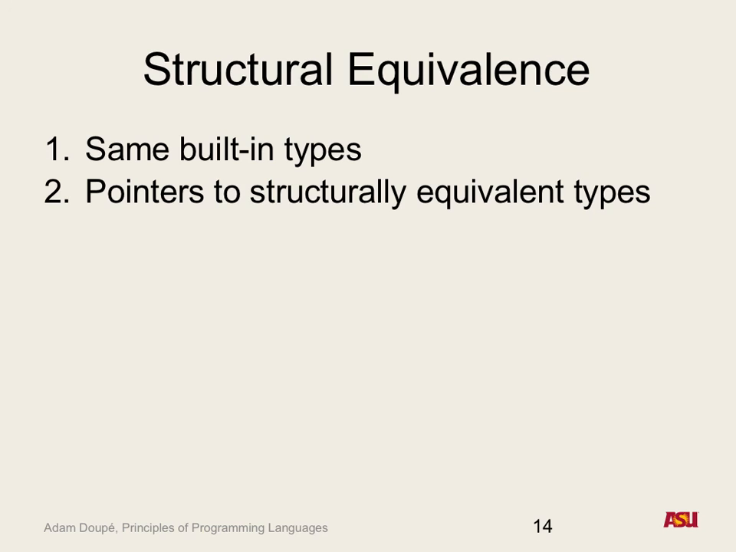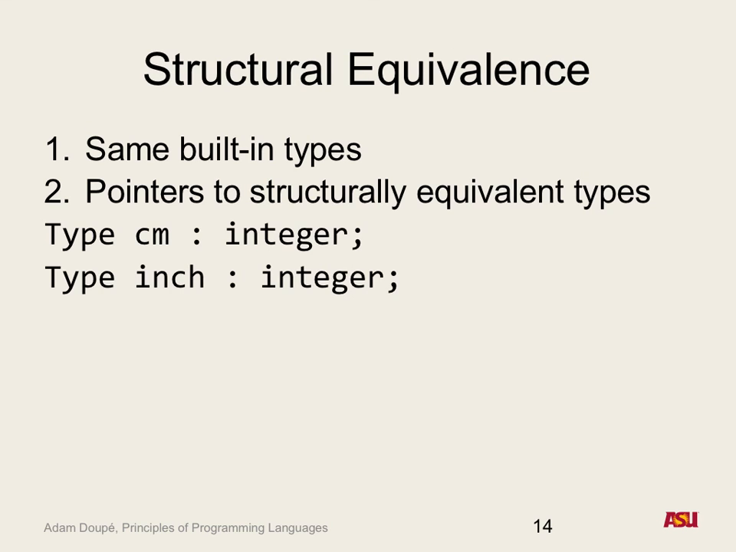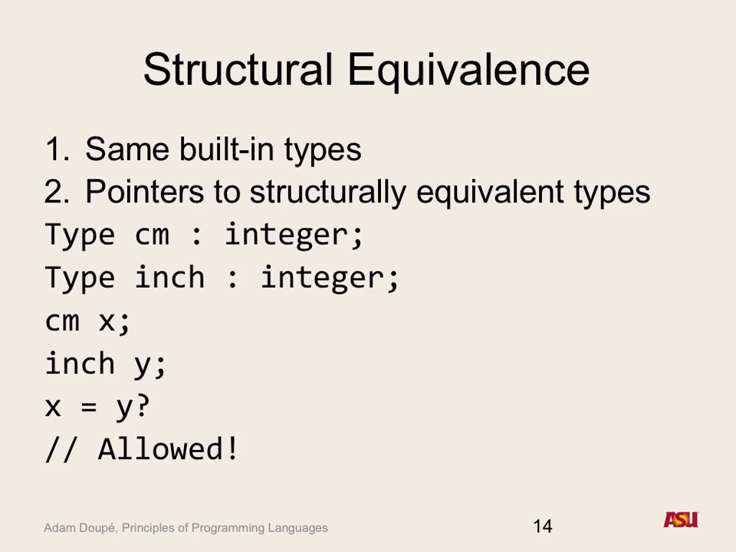Cool. Pointers to structurally equivalent types are the same. So what does this mean? A pointer to an inch is the same thing as a pointer to a centimeter? Yes, if centimeters and inches are both defined as integers. Exactly. So if we have a type centimeter and a type inch, we can allow x equals y.